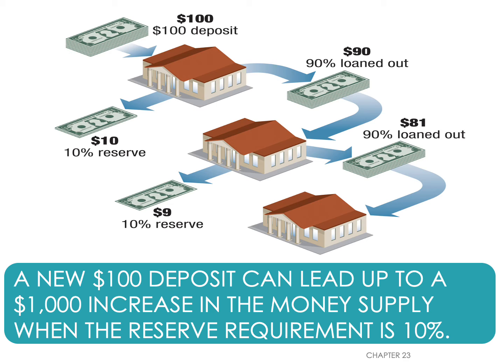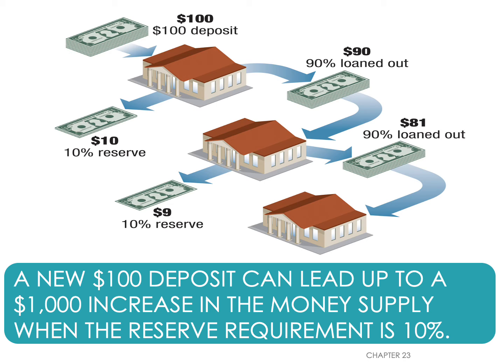So another example: a new $100 deposit can lead to up to a $1,000 increase in the money supply when the reserve requirement is 10% rather than 20% as in the previous example. So here we have a $100 deposit in a bank, with nice solid columns, the bank looking like a Greek temple. People used to leave their money in temples, so it's not accidental that banks look like solid, temple-like institutions.